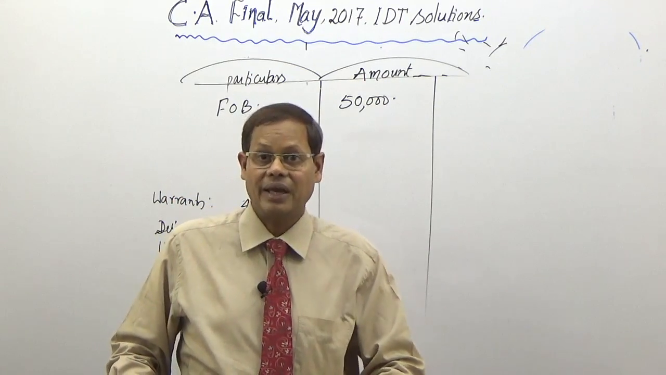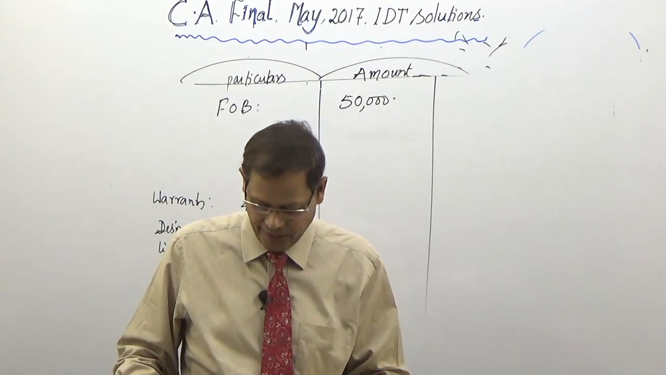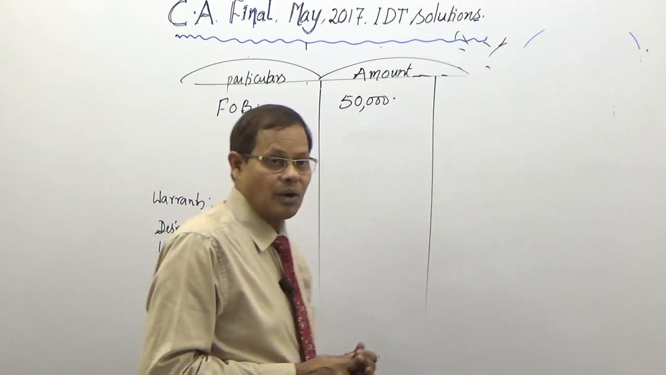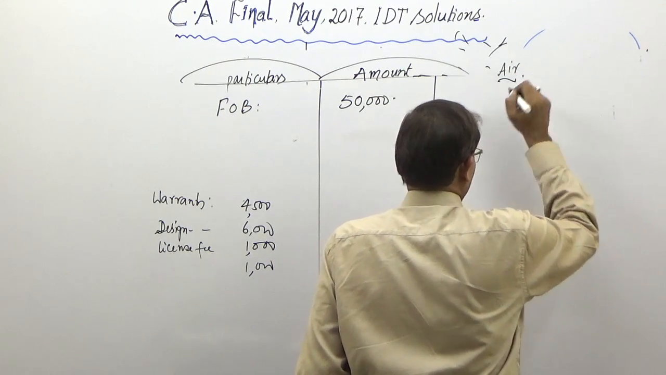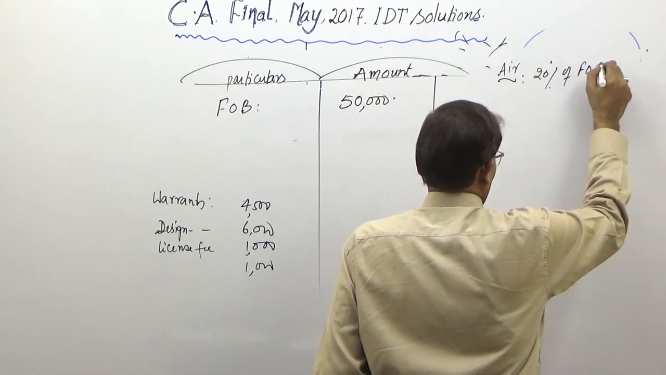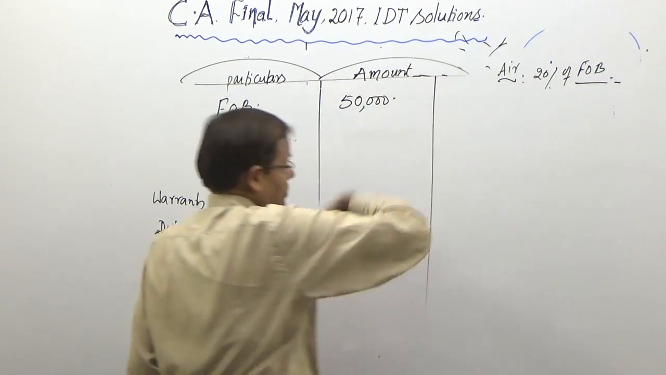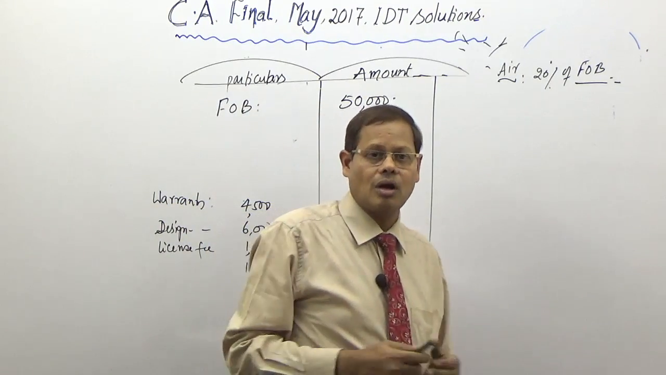Freight by air. I am cool and calm here. Freight by air. See, why this question is tricky, you know? If the freight is air freight, there is a restriction to 20% of FOB. So what is FOB? You have to determine here, and otherwise the question may go wrong.